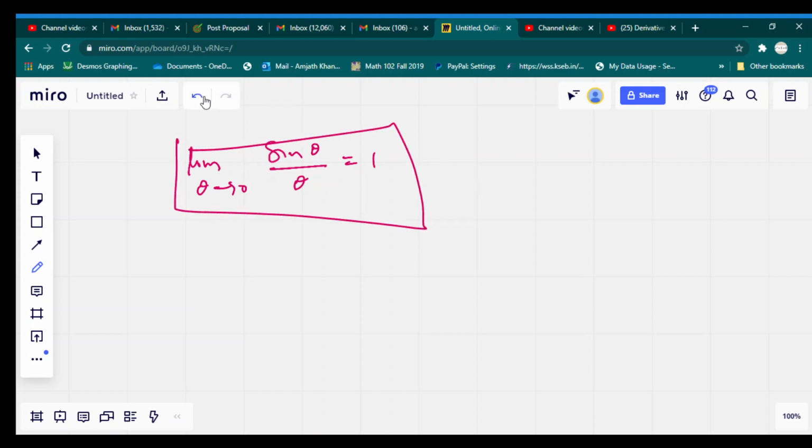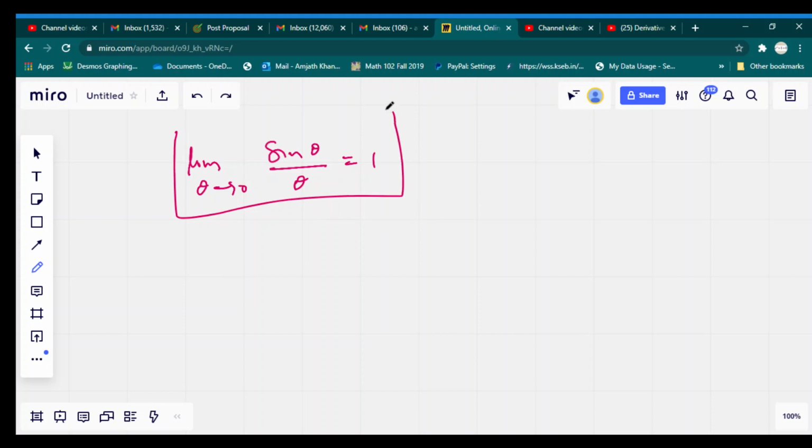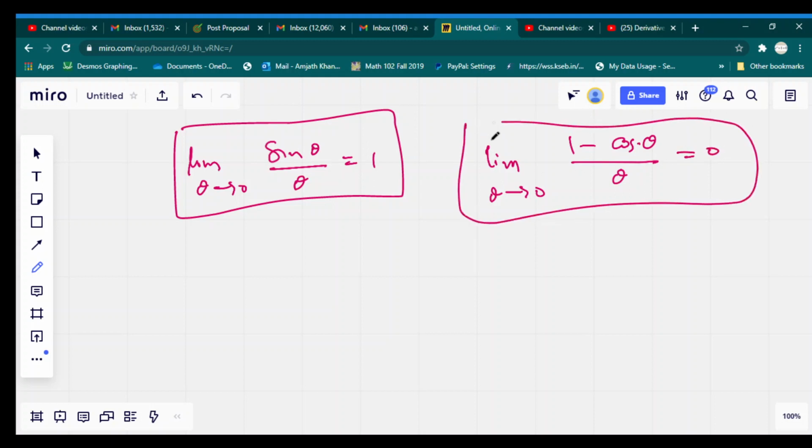As a bonus, we will prove this also: the limit as theta approaches 0 of 1 minus cosine theta over theta is equal to 0. This result is actually a consequence of the first result. Before proceeding, I need a diagram.